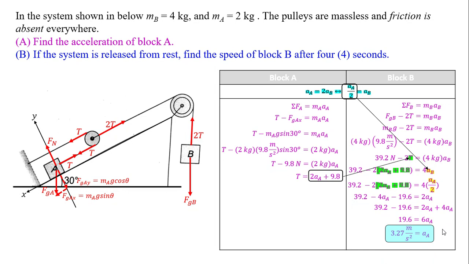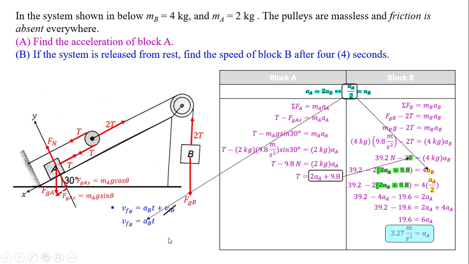Now, part B asks you to find the speed of block B after 4 seconds. So I'm just going to do it. To find the speed of block B, since you're given time, I'm going to use this function: final velocity is equal to a times t plus the initial velocity. You notice here I'm using subscript b because part B asks us for the speed of block B. I know the system starts at rest, so I'm just going to cross v initial out. Here, I know what aB is. I know what T is.